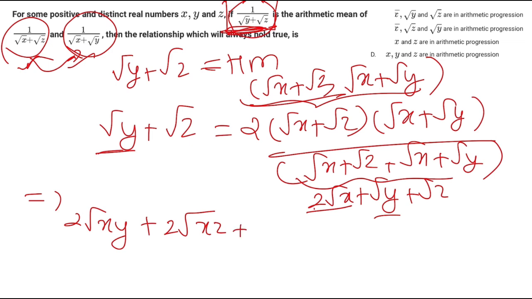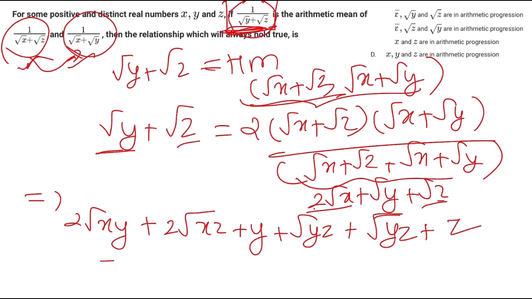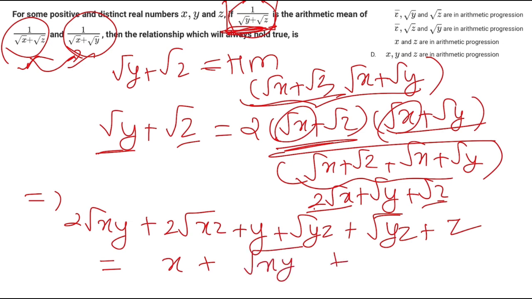Similarly, root y into root y will be y. Root y into root z will be root of yz, plus root z into root y will be root of yz again, plus root z into root z will give you z. And on the right hand side, we simply multiply these two terms, root x plus root z into root x plus root y. Root x into root x will give me x, plus root x into root y will be root of xy, plus root z into root x will give me root of xz, and lastly root z into root y will give me root of yz, and there is a 2 outside which gets multiplied throughout inside.